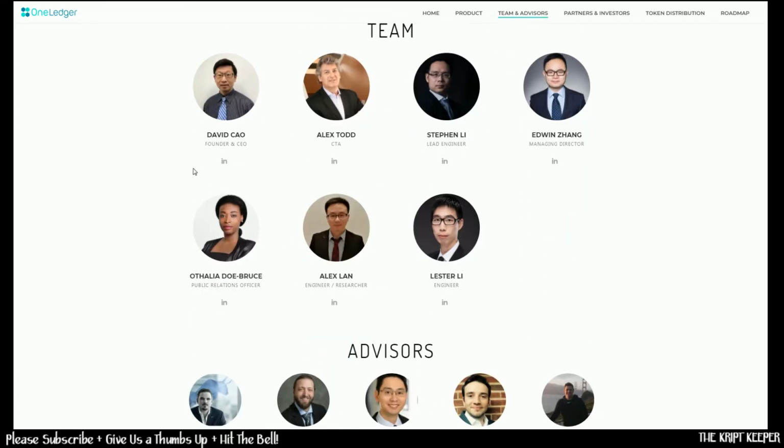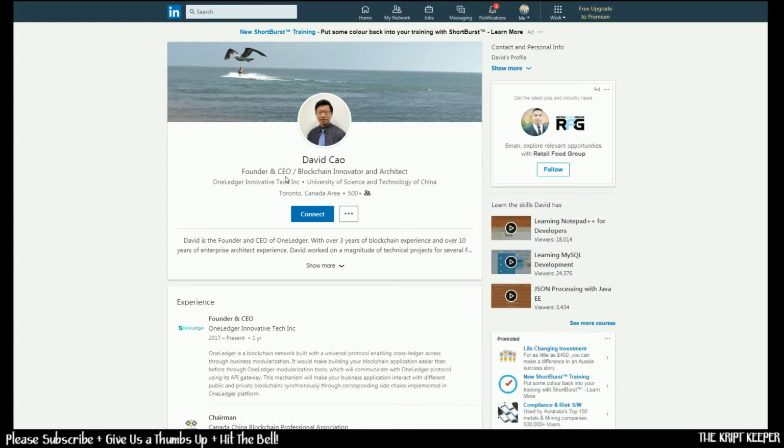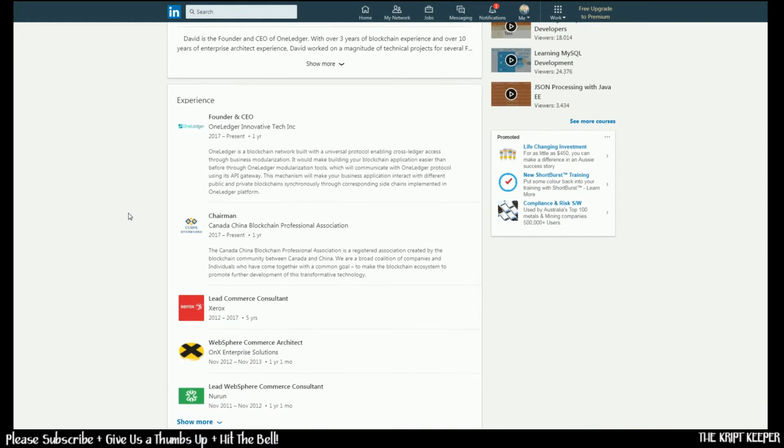So let's go down and have a look at this team. We have the founder and CEO David Cow we will start with. We also have Alex Todd, the CTO, Stephen Lee, the lead engineer, Edward Zhang, the managing director. So let's start having a look at David Cow's LinkedIn profile here. So the founder and CEO, and he's a blockchain innovator and architect. Studied at the University of Science and Technologies in China, currently resides in Toronto, Canada. Let's go down and have a look at a little bit of his experience.